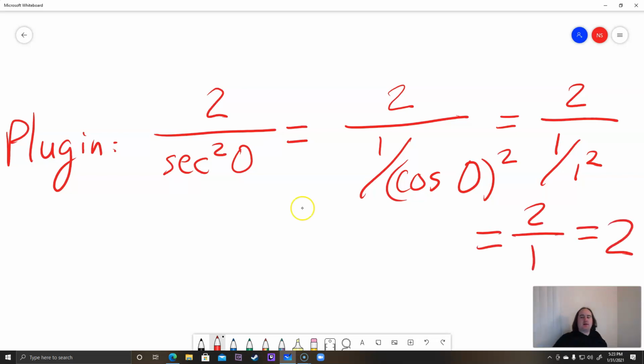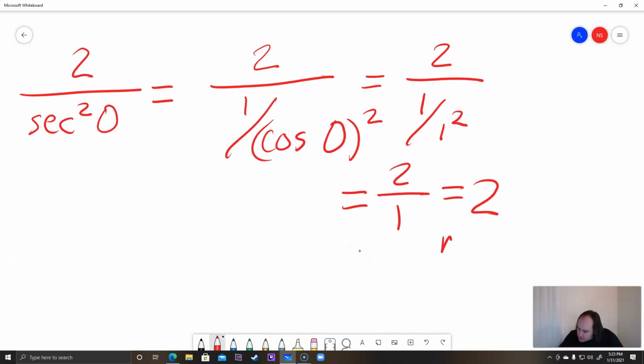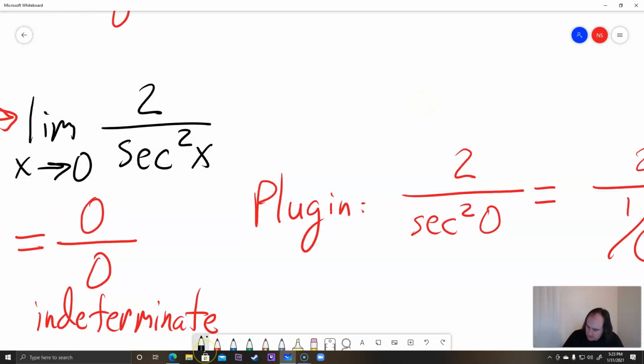Because this one is not indeterminate, we know we're done doing L'Hopital's rule. That means it's our answer. So the value of this limit is 2.